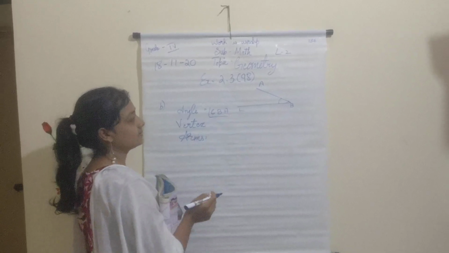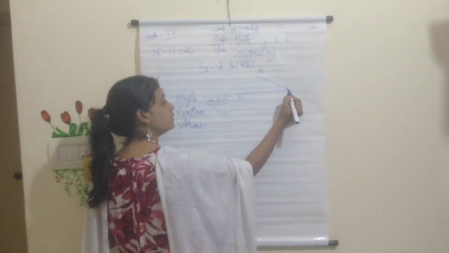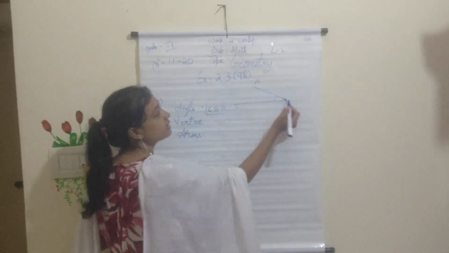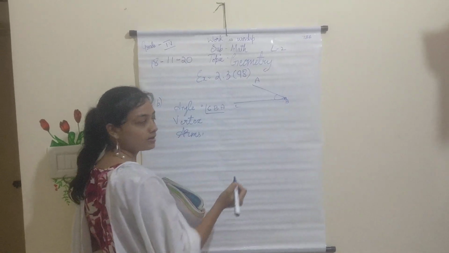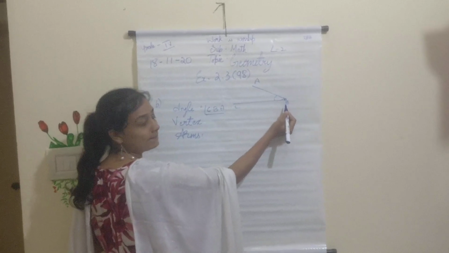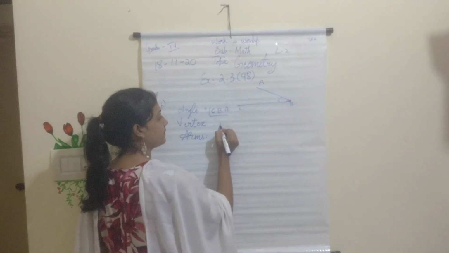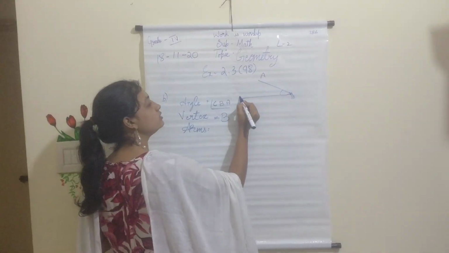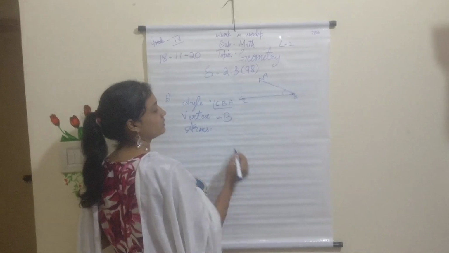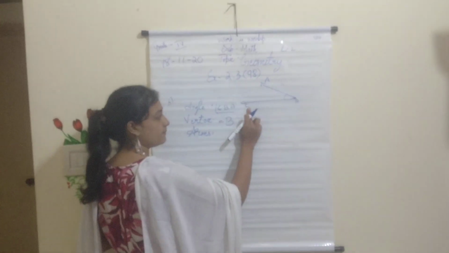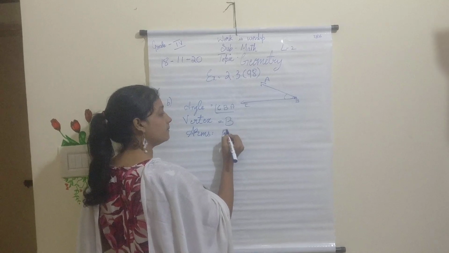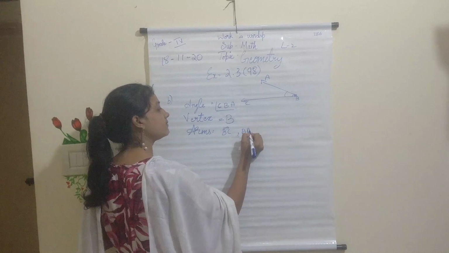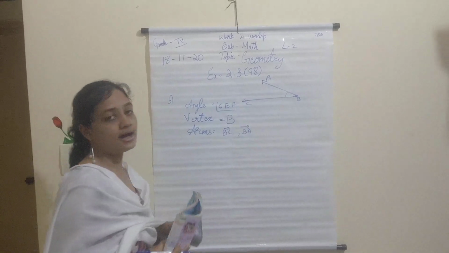So next, vertex. Vertex is nothing but the point where these two rays meet. This is called the vertex. So what is the vertex name? It is B here. And the arm. Arm is nothing but the two rays which you see here. So arm is ray BC and ray BA.